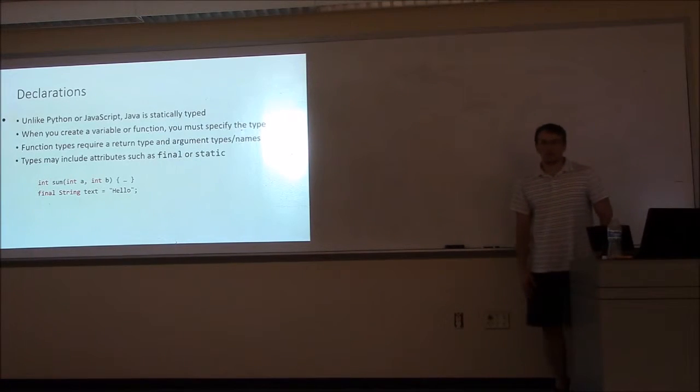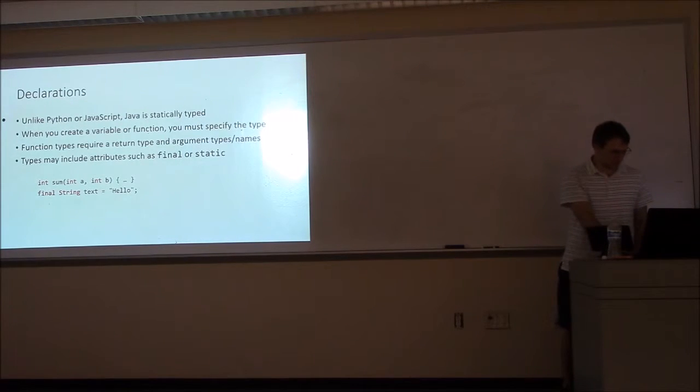So unlike Python or JavaScript, Java is a statically typed language. And what that means is when you create a variable or function, you have to specify the type of that variable, and it can't change during runtime. Function types require both the return type and the types of each argument. And types may also include attributes such as final or static. So here, an example function sum takes two integers and returns another integer. And the variable text is of type string, and it's marked final, which means that it can't change after it's initially assigned to. The value will stay constant.